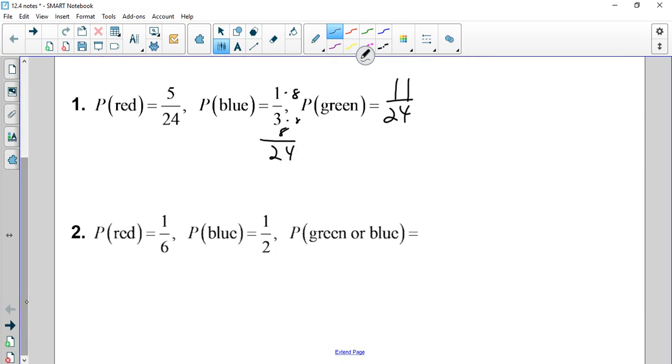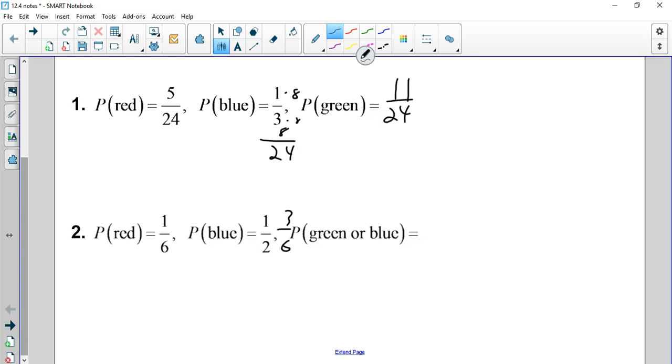Okay, now we know the probability of getting a red is 1 out of 6. And the probability of getting a blue is 1 out of 2. What's the probability of green or blue? Well, remember, that just means you add them. But we still need a common denominator. So, if this is 6, this needs to be 6. So that's 3 out of 6. The probability of getting a red is 1 out of 6. The probability of getting a blue is 3 out of 6.